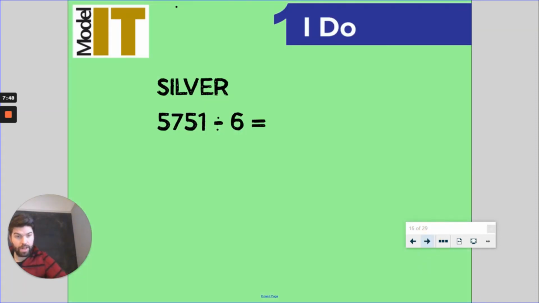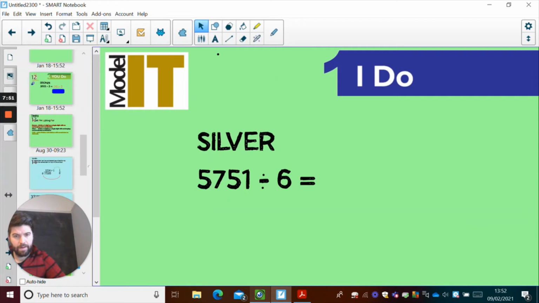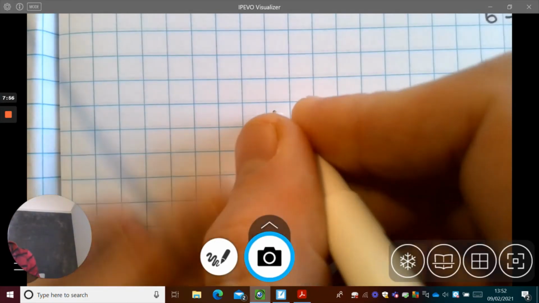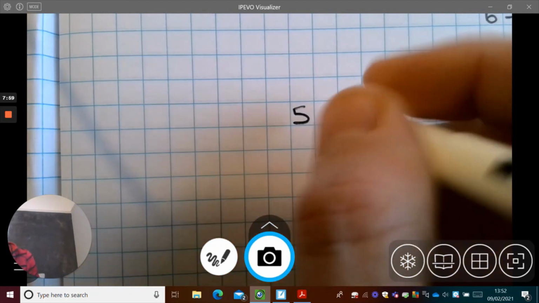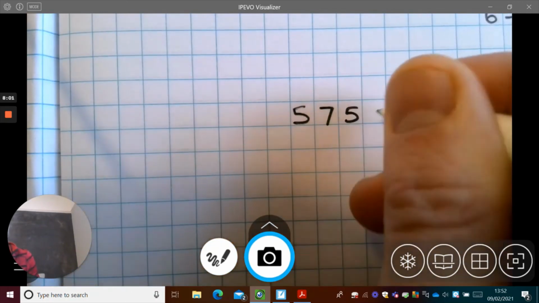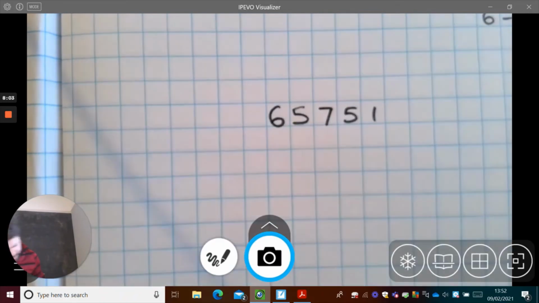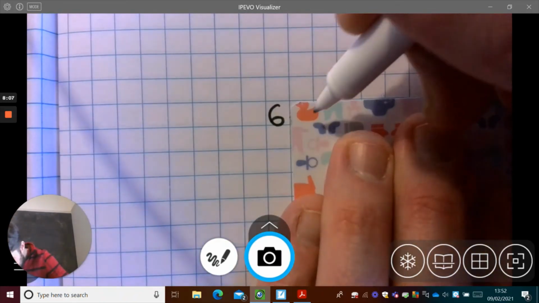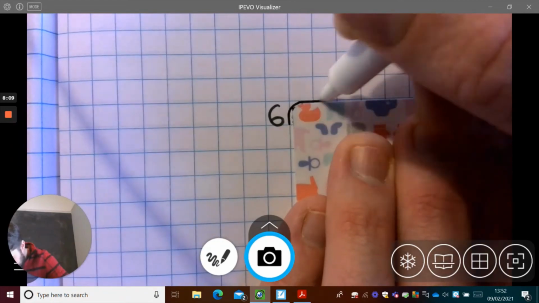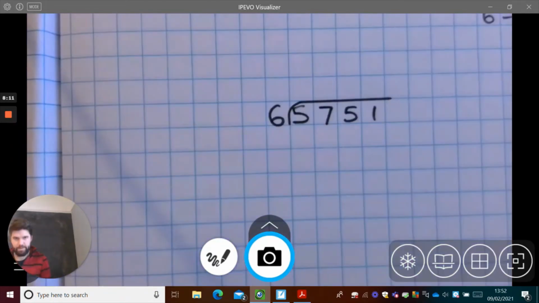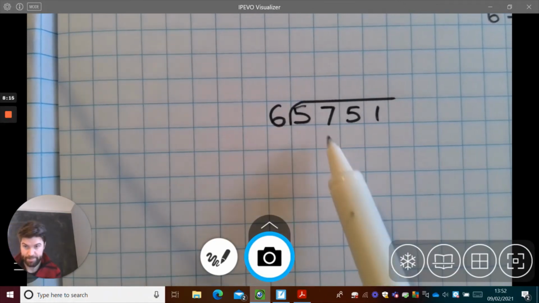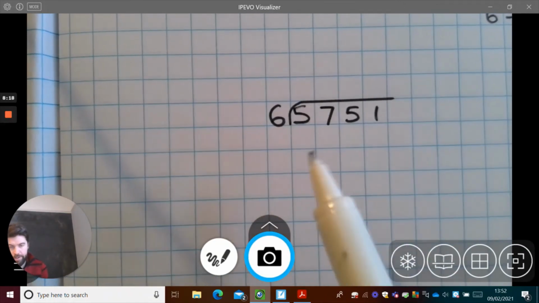Right, I'll show you one in the book now. I'm doing 5, 7, 5, 1, and I'm going to divide it by 6. If you don't have a ruler, you can always improvise something like I have here. There's my bus stop. So now we've got exchanges. So as we go through it, I'm going to remind you how to do that.